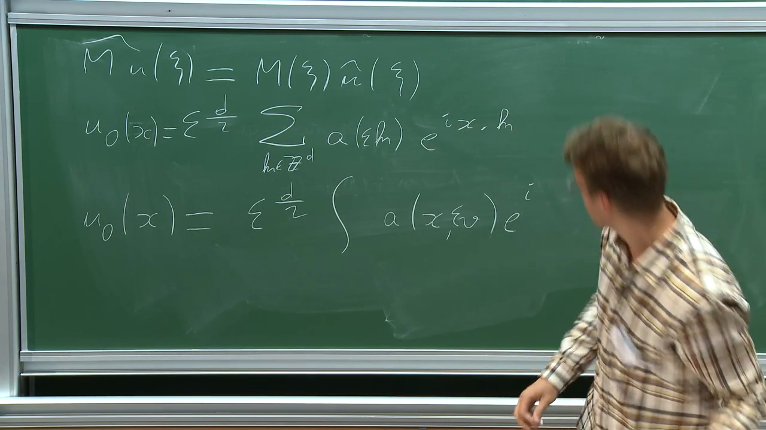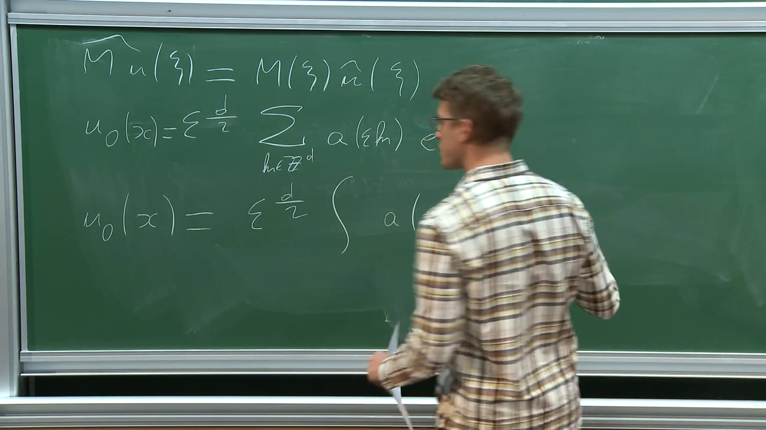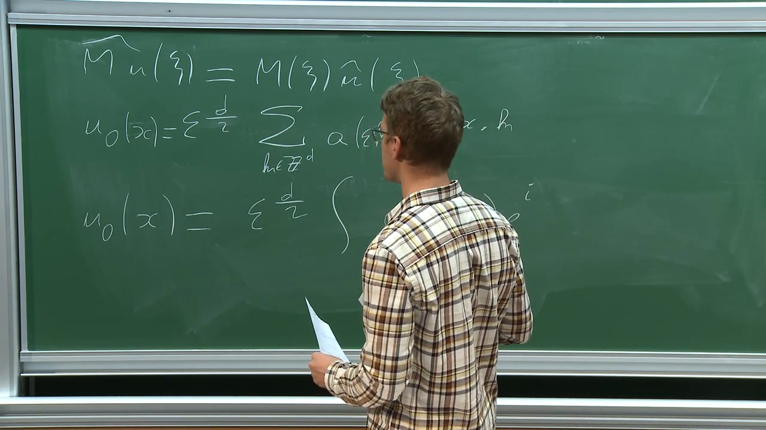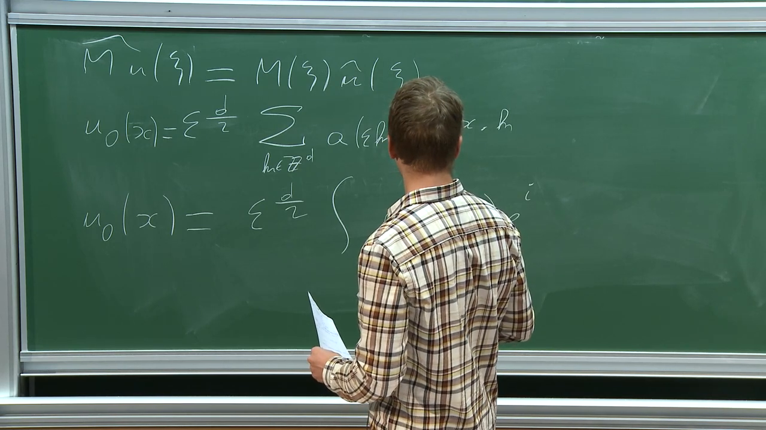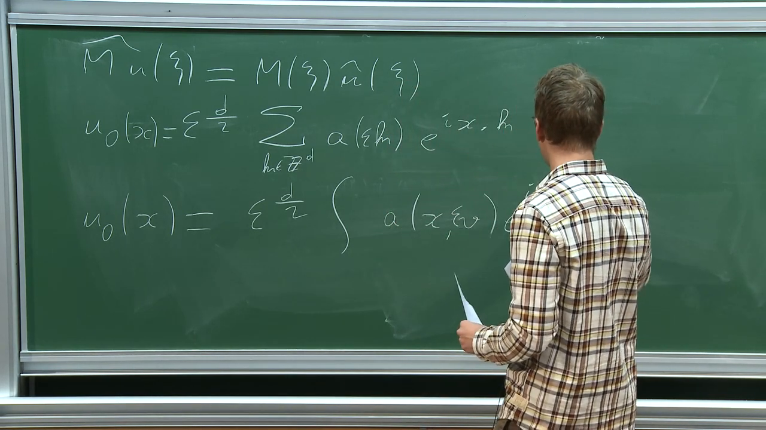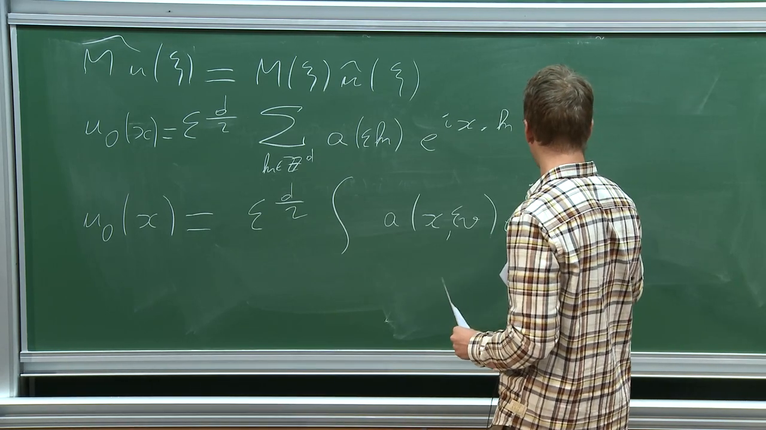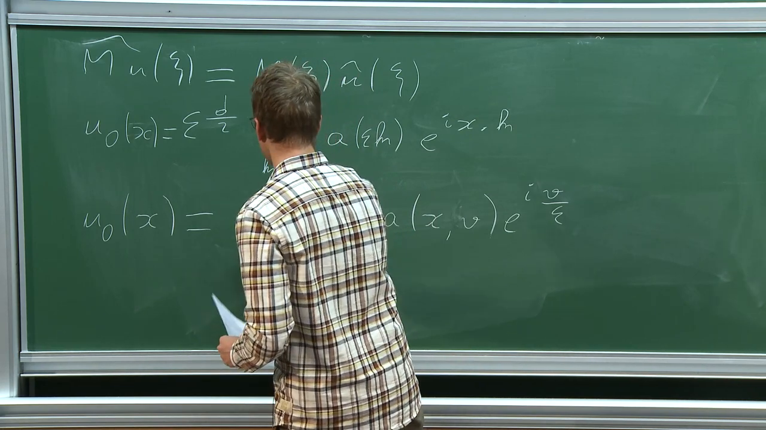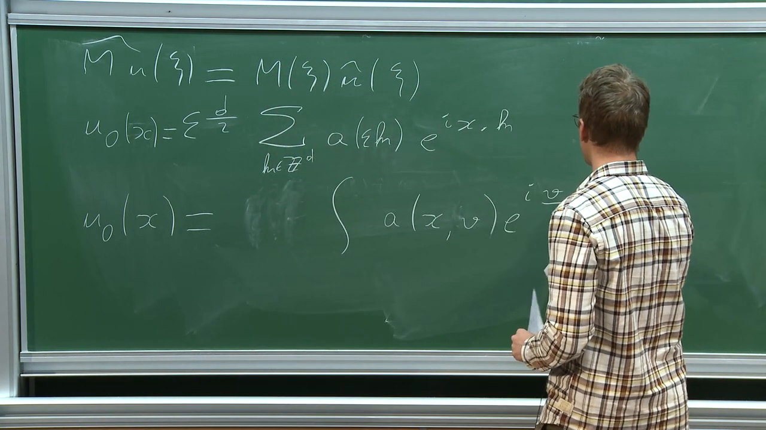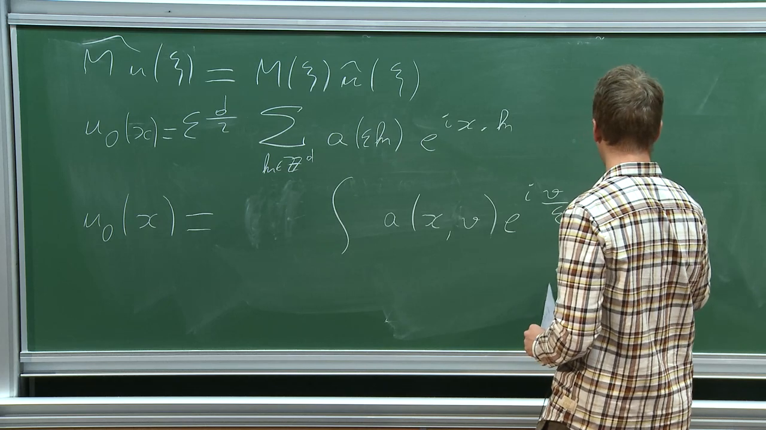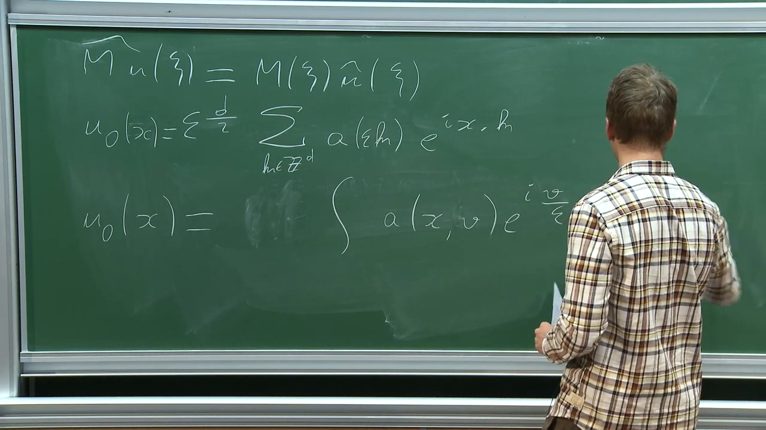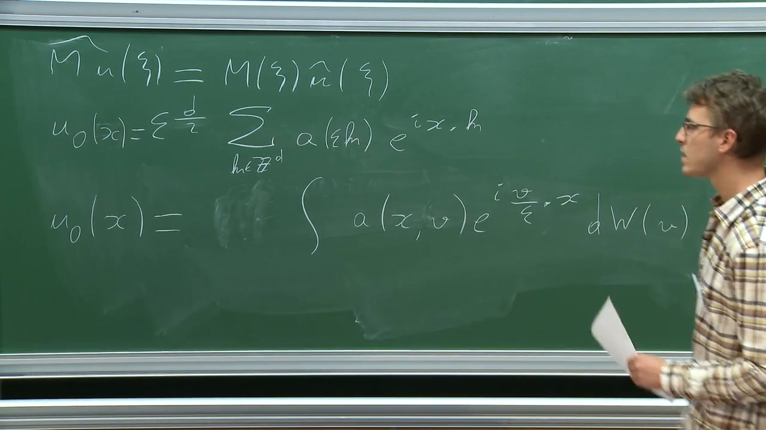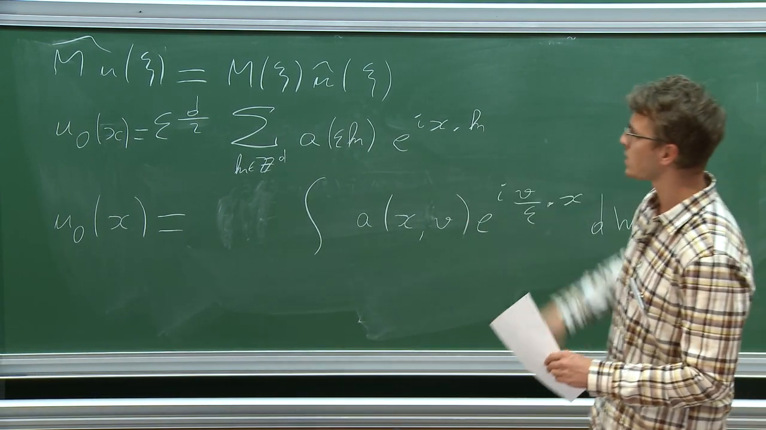Okay, I'm somehow getting lost with my notes. u0 of x is equal to epsilon to the d over 2 a of x, and here I have v over, okay, I will put it this way, sorry, with this normalization, v of epsilon dot x. And here I have dW of v. Okay, so basically these are random Gaussian fields.